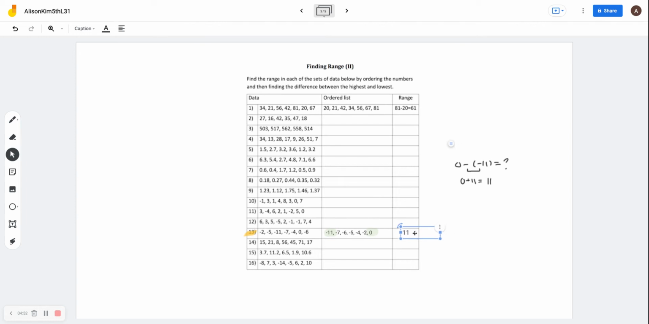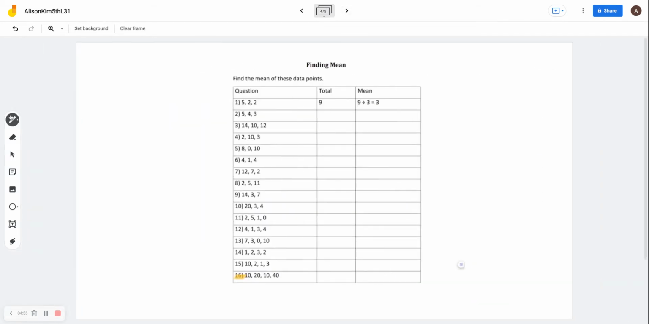For this one, if you're not familiar with negative numbers and the rules for working with them, then it will be a little bit tricky. So just remember that the higher the negative number, the less value it has. So it will be lower.